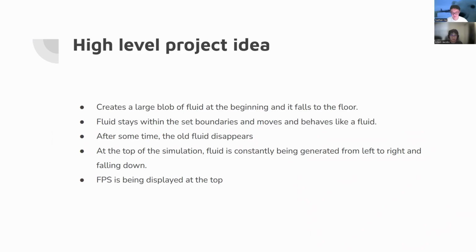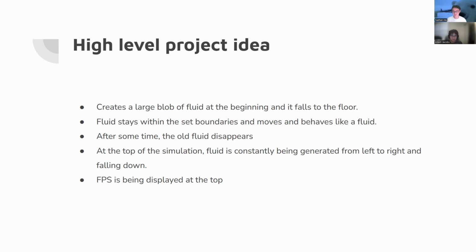So, a high-level version of our project is that in the beginning of the simulation, a large blob of fluid is created, and it falls to the floor of the simulation. And inside the simulation, there's boundaries, so it's kind of like a big box, and the fluid stays inside the box. So once it hits the floor, it spreads out and hits the walls, and then it behaves sort of like a fluid and kind of curls around. You'll see it in the demo, but it's pretty cool.